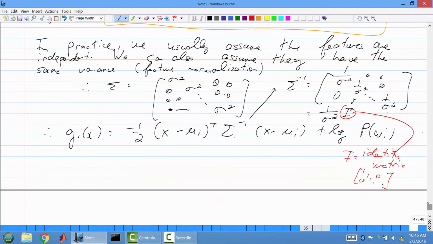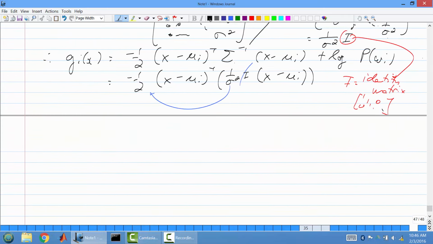So what will happen now is you get minus a half x minus mu I, and this becomes 1 over sigma squared I. And a property of the identity matrix is that when you take the identity and multiply by another matrix, it's just equal to that matrix itself. So you can actually remove this from the equation, and then you can take this and factor it over here. So now we get x minus mu I transpose. Right? So there's a minus 1 on the outside, 2 over 2 on the outside. Okay? This times, and then plus.